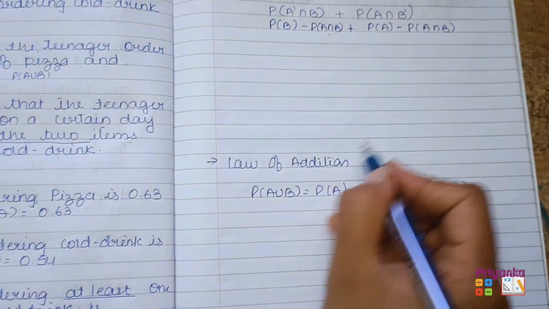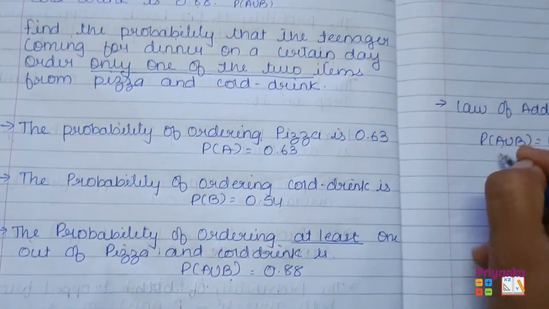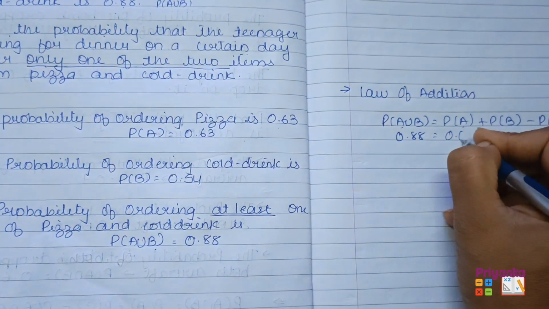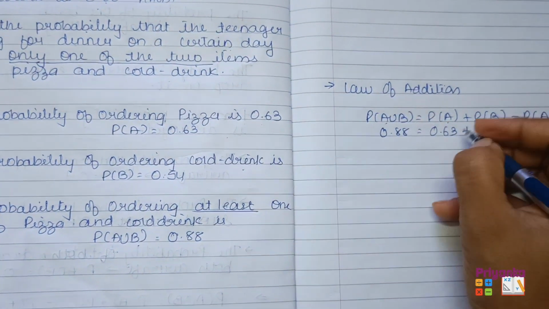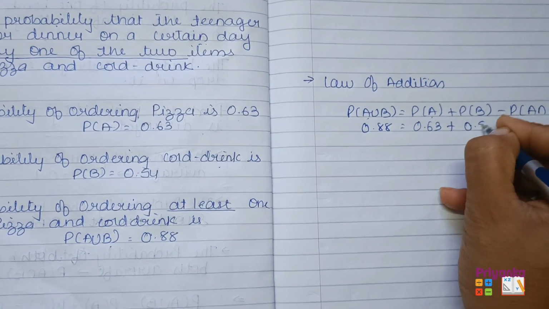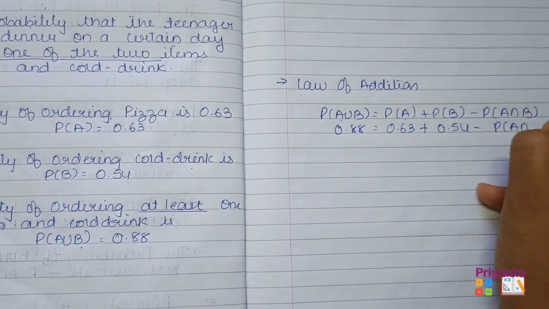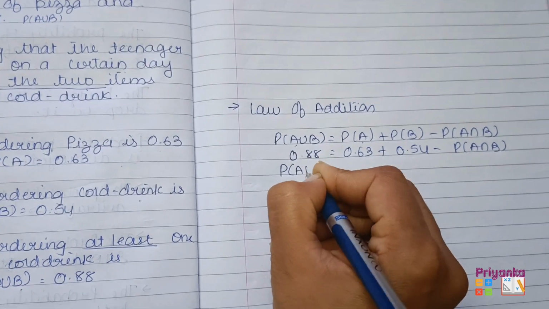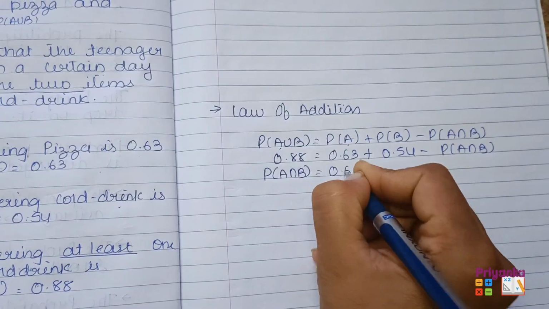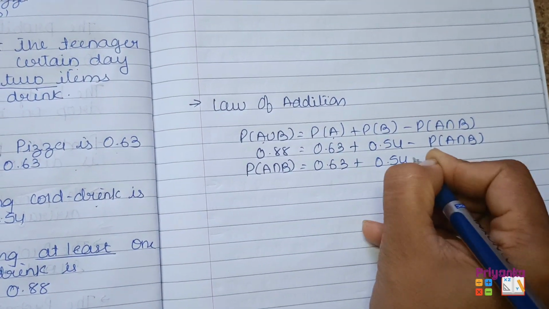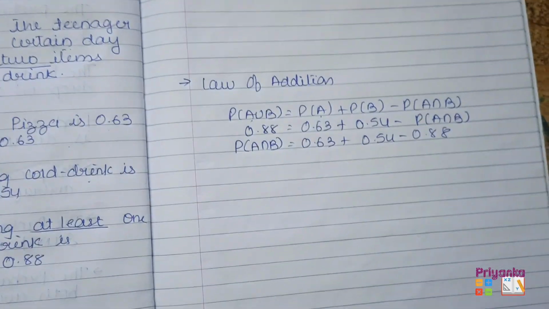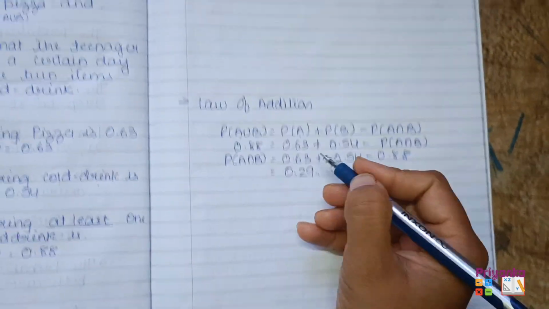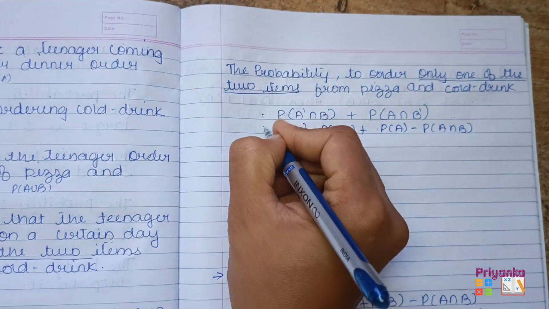Now that's the value we have to find out. Here A union B is 0.88, P of A is 0.63, P of B is 0.54, and that's the information we need to find. Here we can shuffle this by exchanging the place of intersect and union, that is, minus 0.88. Here we get the answer 0.29.